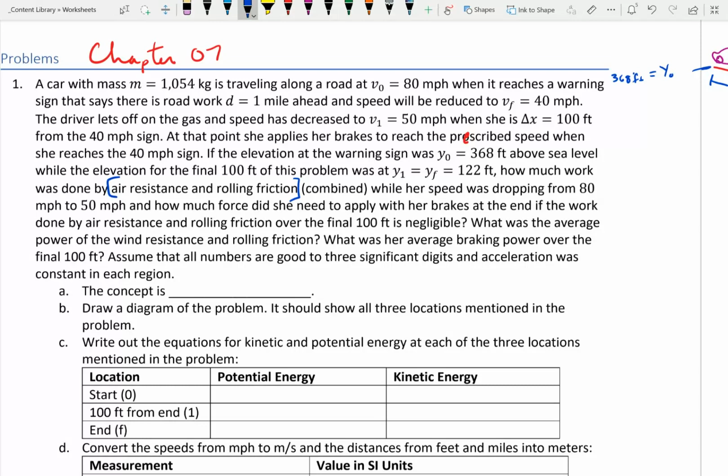What was the average power of the wind resistance and rolling friction? Once again, that's one thing. And what was the average braking power over the final 100 feet? Assume that all numbers are good to 3 significant digits and acceleration was constant in each region.